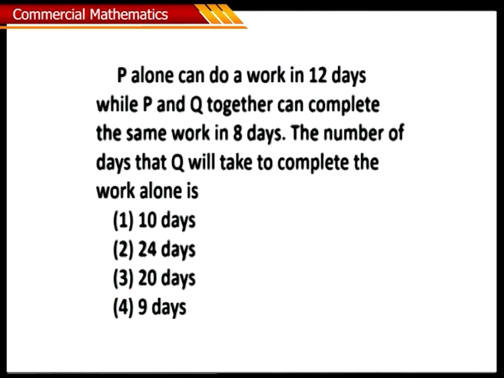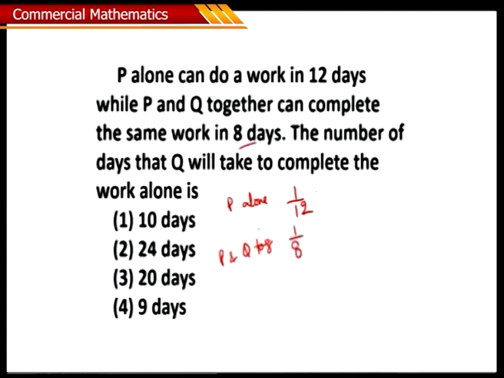Here this is a problem of type work. Suppose P alone can do a work in 12 days and P and Q together can complete the same work in 8 days. Then Q alone can do it in how many days? For example, a work is to be done by P alone. He is taking 12 days. So in 1 day he can do 1/12 of the work, and P and Q together will take 8 days, which means 1/8.